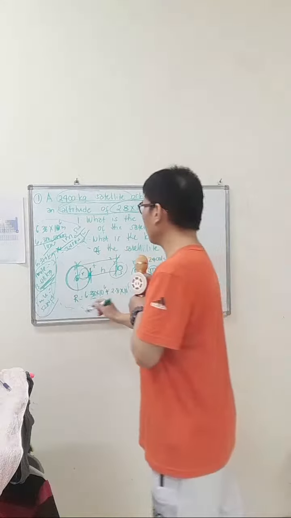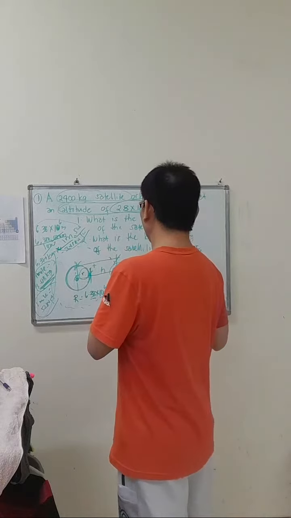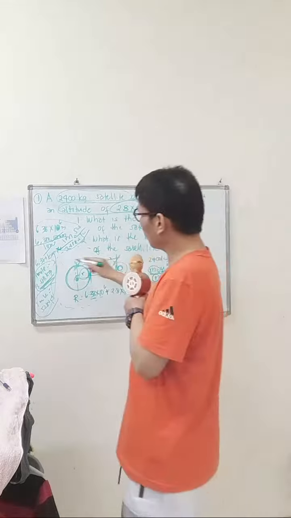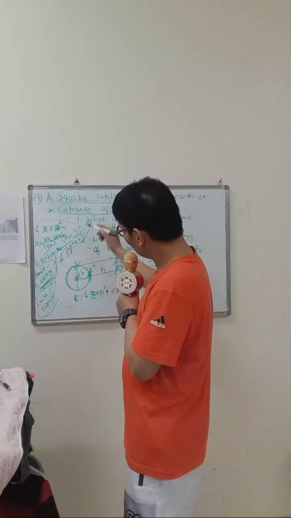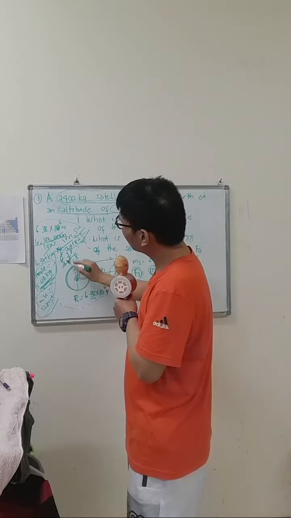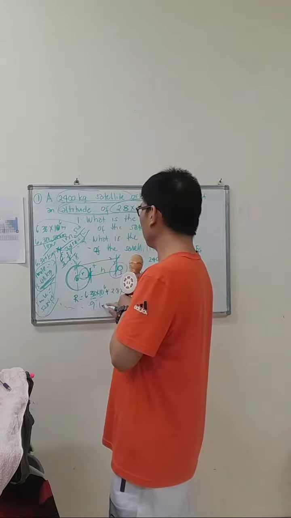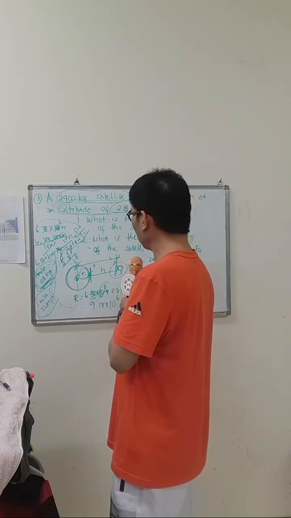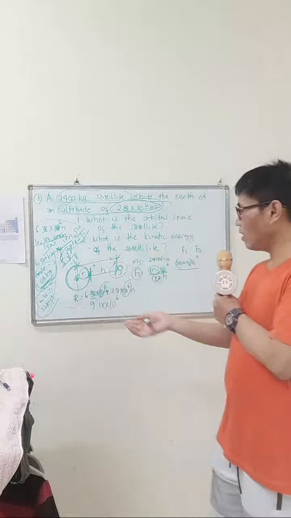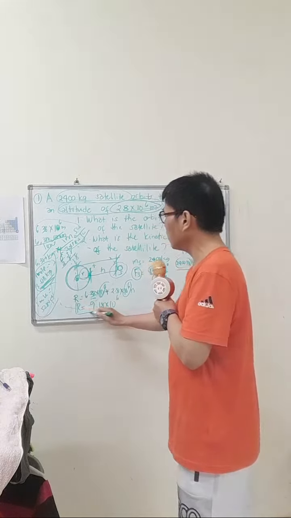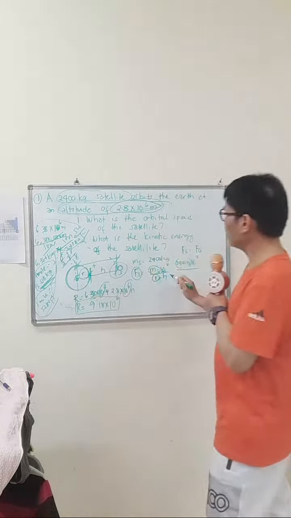So 6.38 times 10 to the 6 plus 2.8 times 10 to the 6 is 9.18 times 10 to the 6. I add directly because we have the same exponent, so I don't use the calculator. If it's not the same exponent, then I have to use the calculator. So this is your R, substitute that here.